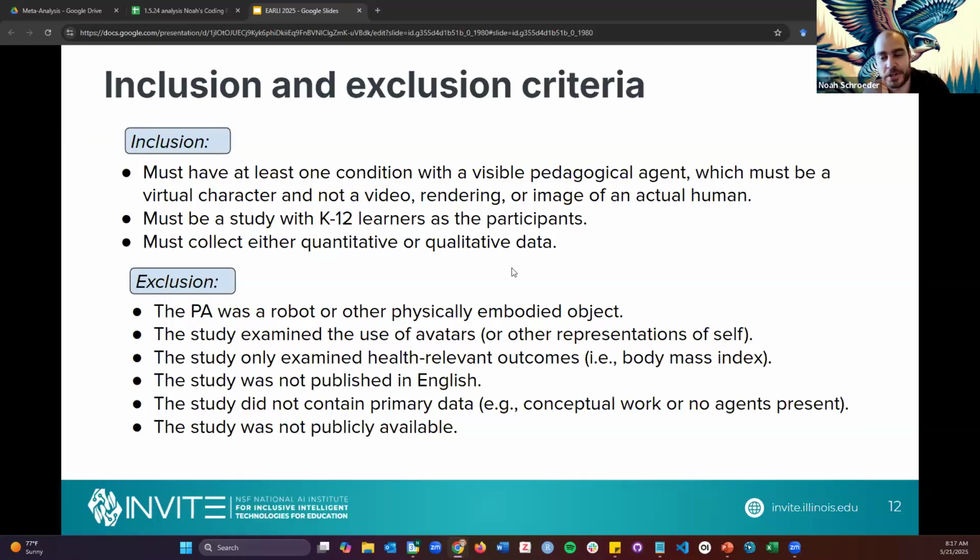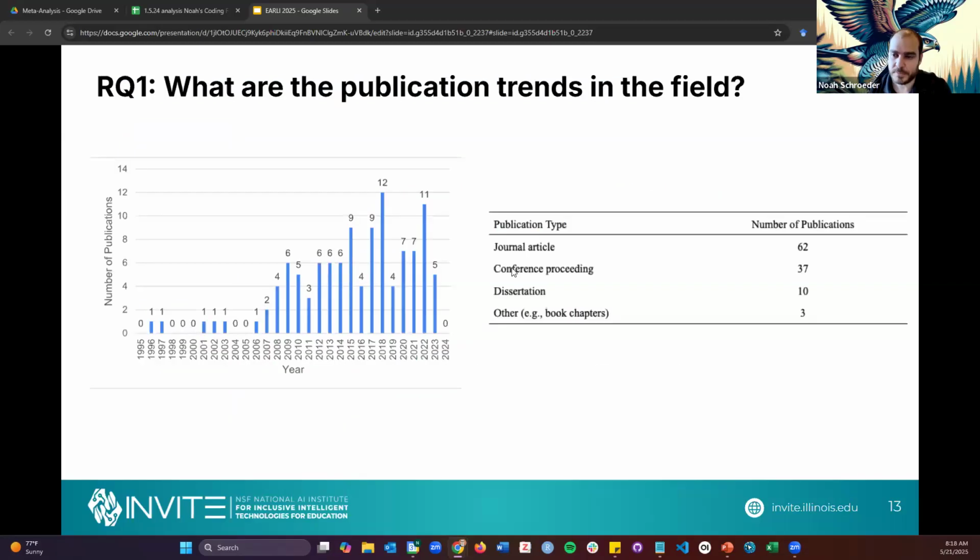So the inclusion criteria for our scoping review was pretty broad. It needed to have at least one condition with a pedagogical agent, and this pedagogical agent could not be an actual person. There's a couple of studies out there that would have a video of me teaching on the screen and say that I am a pedagogical agent. And under some definitions, that is fully correct. That can be accurate, but that's not what we were looking for here. We were looking specifically for virtual characters. So we excluded things that had to do with an actual human. It had to be a study with K-12 learners as the participants, and they had to collect some sort of primary data. We didn't want to look at conceptual work or theoretical work.